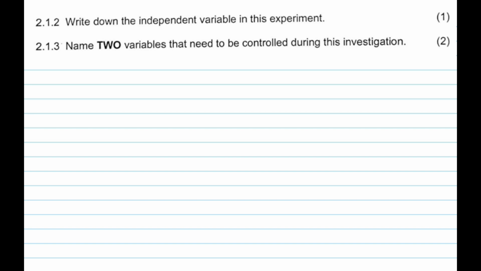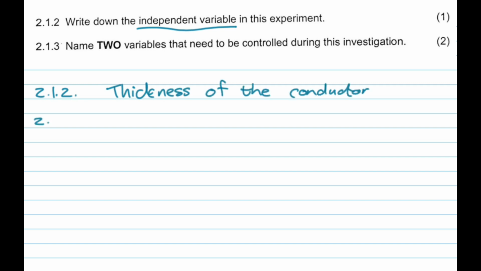Now the next 2 questions are going to be quite easy because we've already done the thinking for these. So question 2.1.2, write down the independent variable in this experiment. What is the independent variable? Well, it is the thickness of the conductor, because that's the thing that we decided to change.